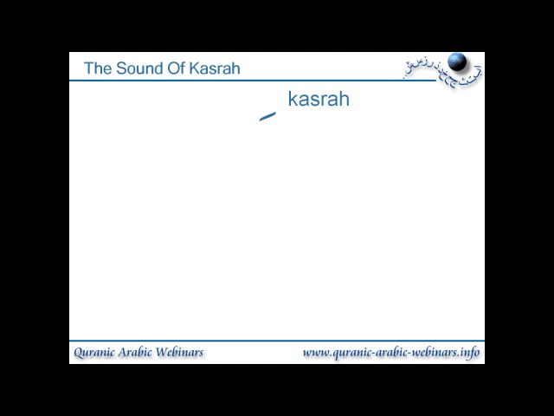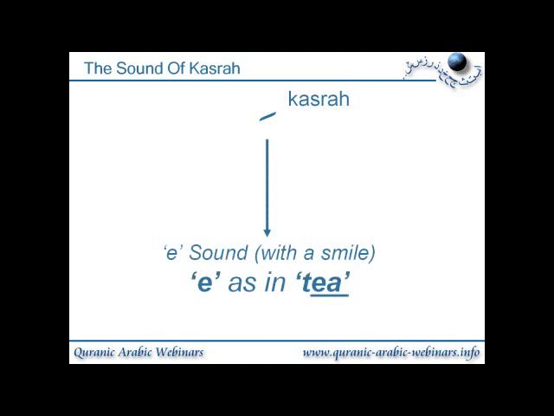The sound of Kasrah. Remember, the Kasrah is a small line drawn underneath the letters, and it will give the sound of E to the letters. Generally, when you make the sound of E, you can try to do a small smile. The E sound is equivalent to the E sound in the English word tea. So if you say tea, you should be automatically smiling.